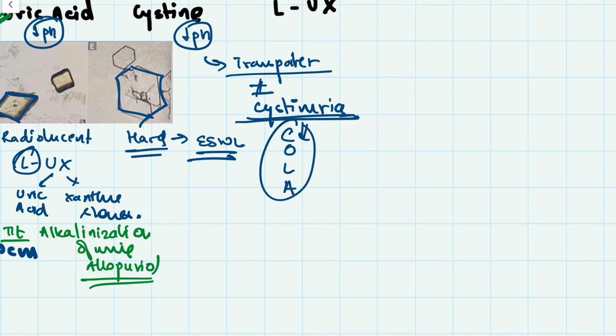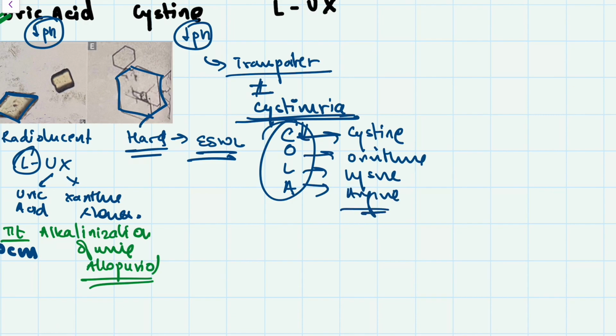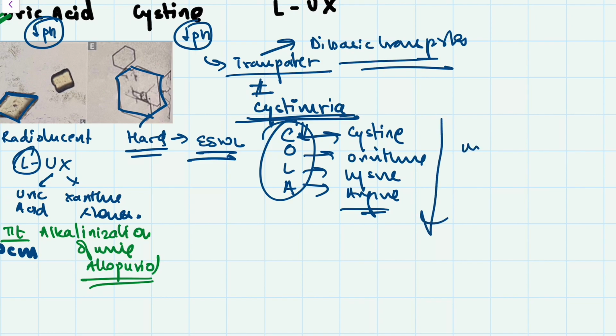So this is remembered by the mnemonic COLA, that there is loss of cysteine, basically ornithine, lysine and arginine, right? So the transporter is nothing but a dibasic transporter that helps in the reabsorption of these amino acids, and due to its defects we can see these amino acids in the urine. Since cysteine is poorly soluble, it leads to the formation of stone, right? It can also lead to a formation of staghorn calculi, and for investigation the test is the sodium nitroprusside test. We'll study about this in biochemistry as well, right?